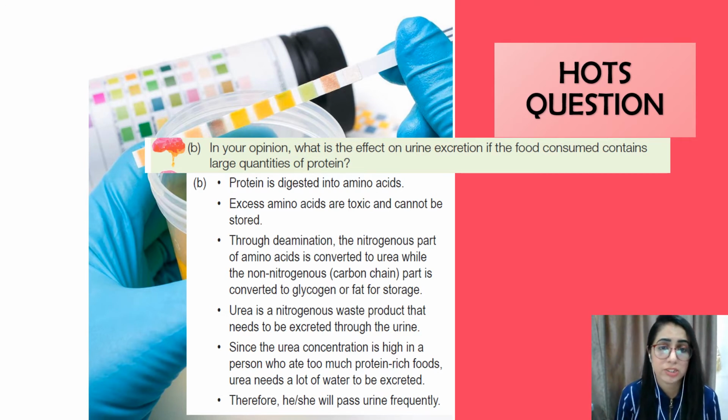Now, urea is a nitrogenous waste product that needs to be excreted through the urine. Since urea concentration is high in a person who ate too much protein-rich food, urea needs a lot of water to be excreted. Therefore, he or she will pass urine frequently.